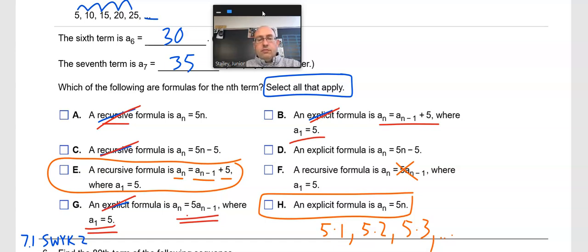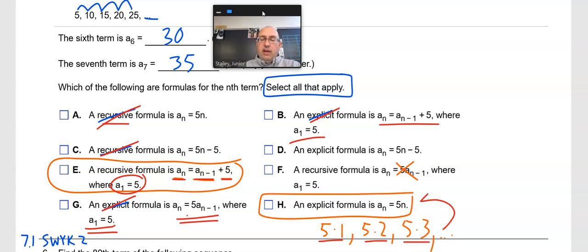Now, let's see here. They're adding 5. We know that they're adding 5, so we have a first term of 5. And it says that the next term is equal to the previous term plus 5. That's a good recursive formula for that. But how do I change that into an explicit one? Well, you can see that when you plug in a 1 and multiply by 5, you get 5. When you plug in a 2, you get 10. When you plug in a 3, you get 15.